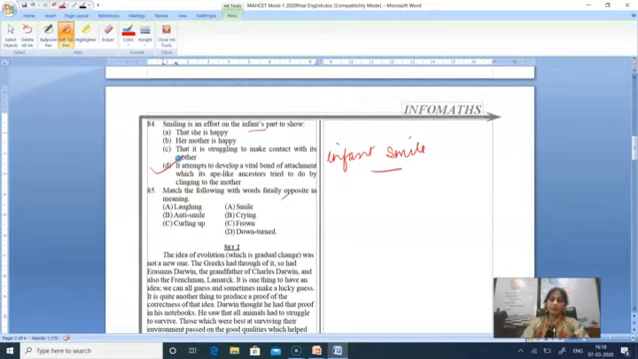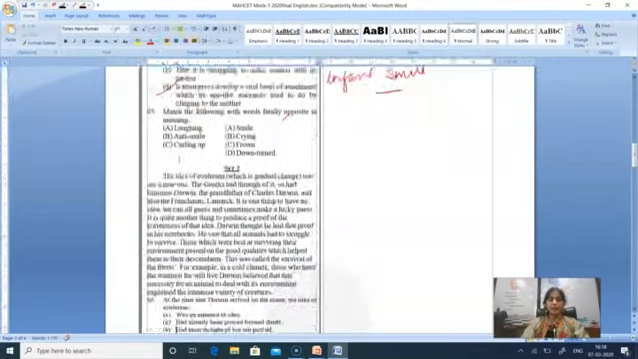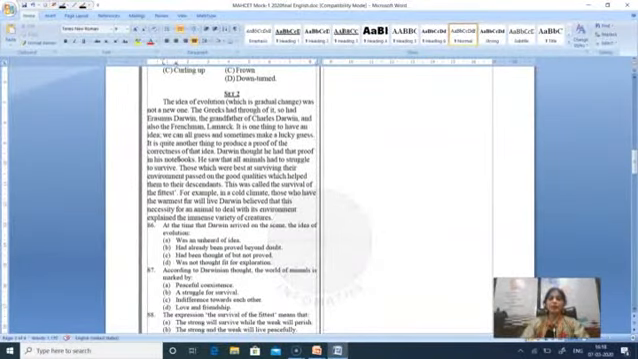Likewise, we have seen this was a direct passage, and a direct passage is very easy if we have the questions in hand before attempting it. If we have a content of what we have to find in it, then we can do it very quickly.